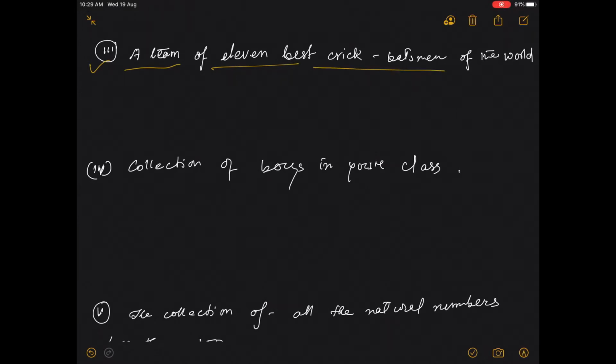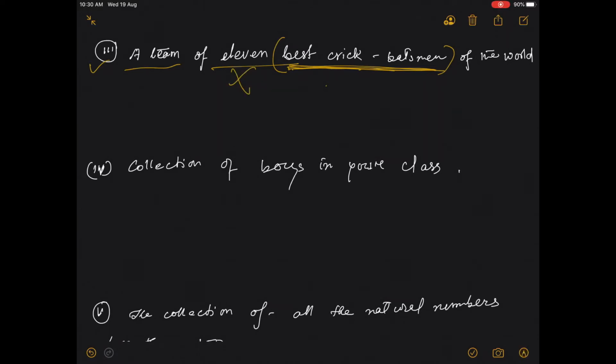Okay, so I have already told you, when you have collections like most beautiful, best something else, and most intelligent, those types of collections are not well defined. Because those kinds of selections, best cricket batsman or most talented, may vary from person to person. That's why those are not well defined, so you can't say it is a set.